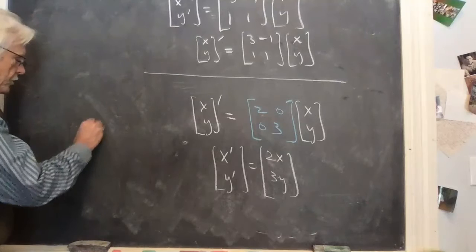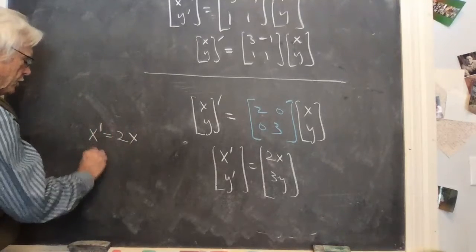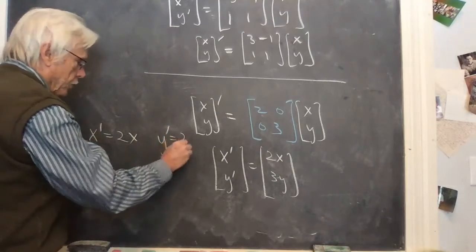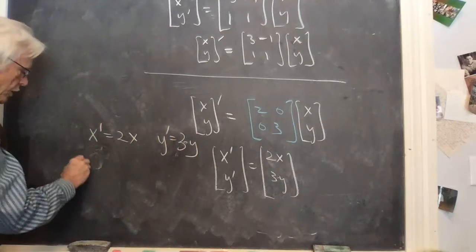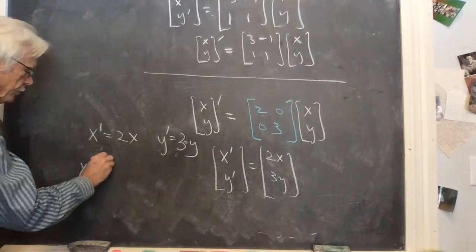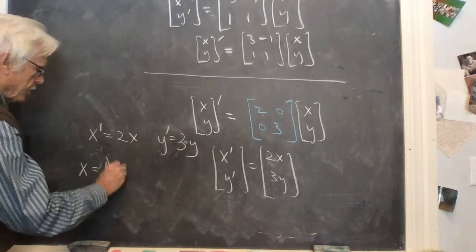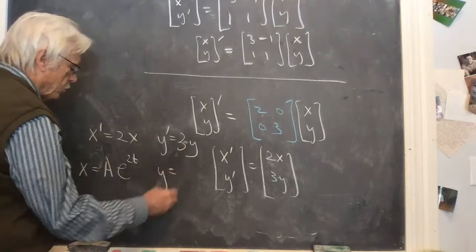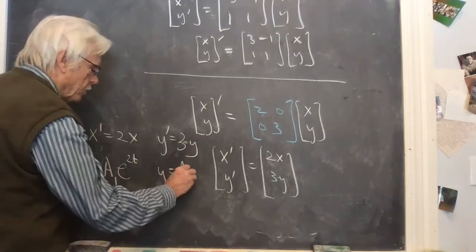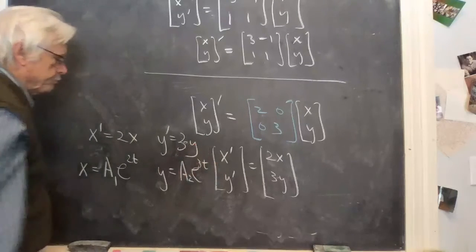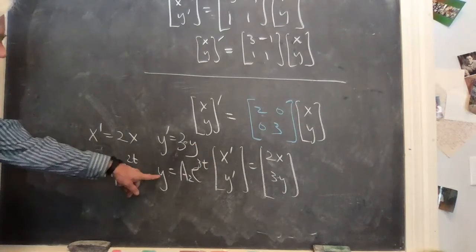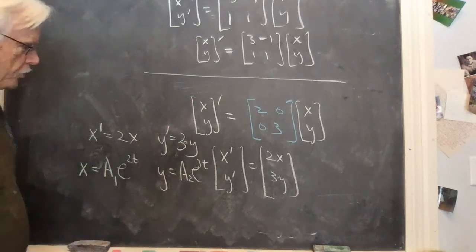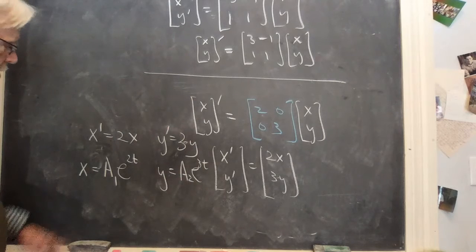The first equation is x prime equals 2x. The second equation is y prime equals 3y. This one, x as a function of t, is some constant times e to the 2t. And this one, y, is equal to another constant, so maybe I'll call them a1 and a2, e to the 3t. This is the solution. If we knew what the initial populations of x and y were, then we'd know a1 and a2. We would have the exact solution.